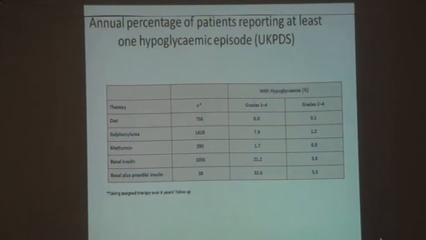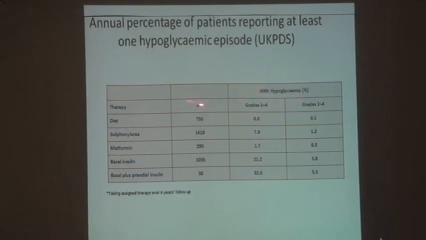Now, the annual percentage of patients reporting at least one hypoglycemic episode in the UKPDS study. See, UKPDS was more than 10,000 people. They were recruited just at the time of diagnosis of diabetes. Mind you, they were all new onset. And they were given diet, sulfonylurea, metformin, basal insulin, basal plus prandial insulin.